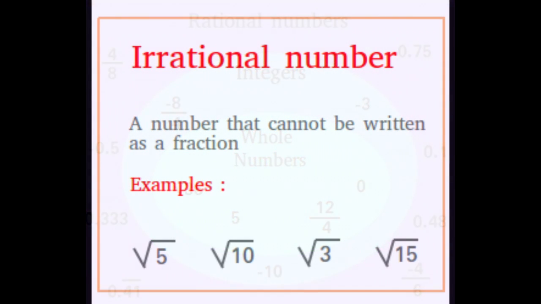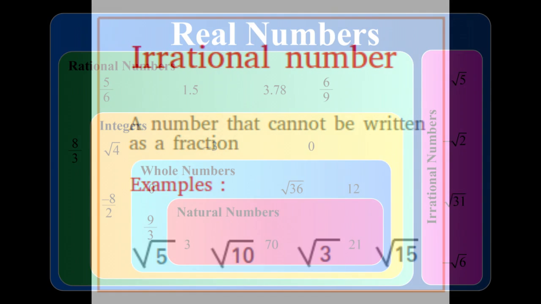Fifth, we have irrational numbers. A number s is called an irrational number if it cannot be written in the form p by q, where p and q are integers and q is not equal to 0, and its decimal representation is non-terminating and non-repeating. We will learn about the decimal representation later, so keep watching. And examples of irrational numbers are root 2, root 5, pi, etc.